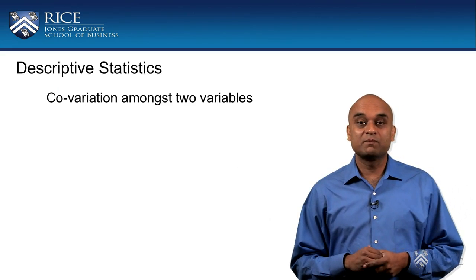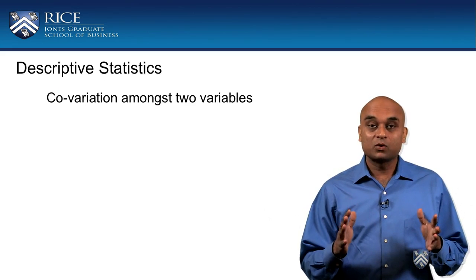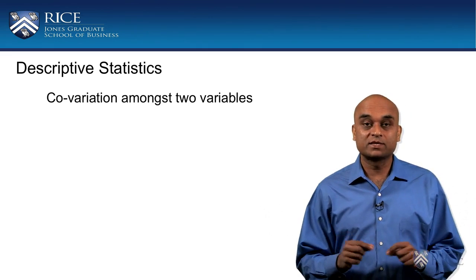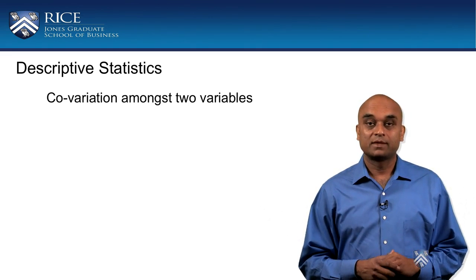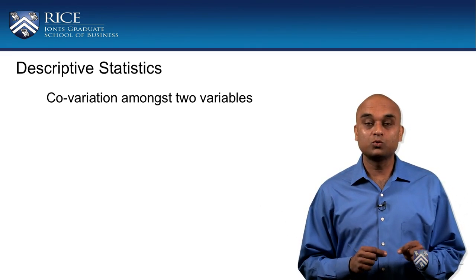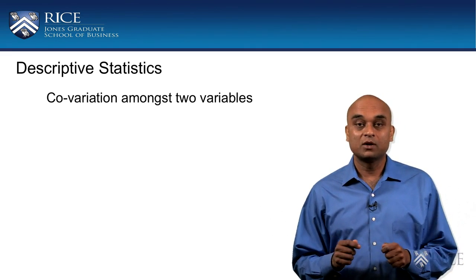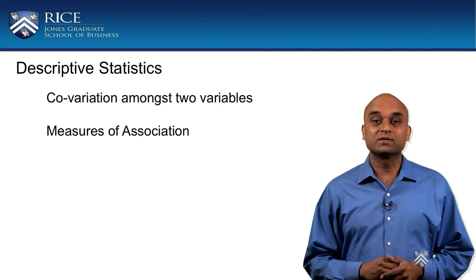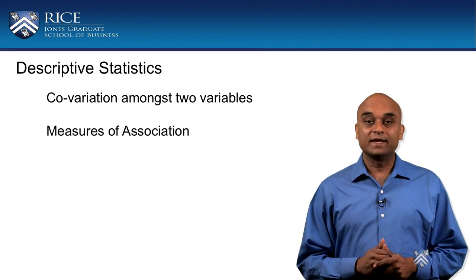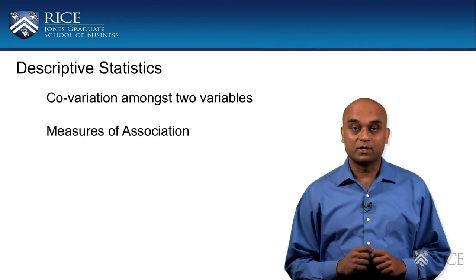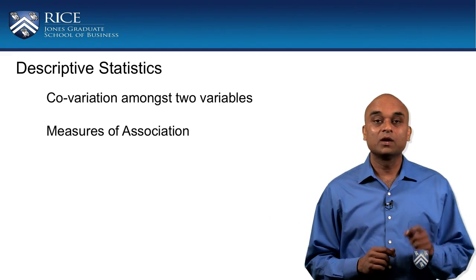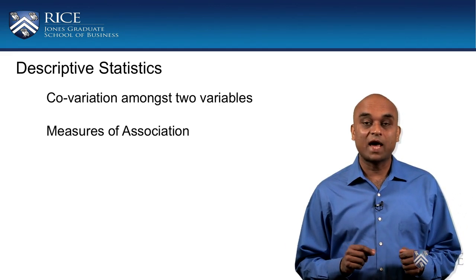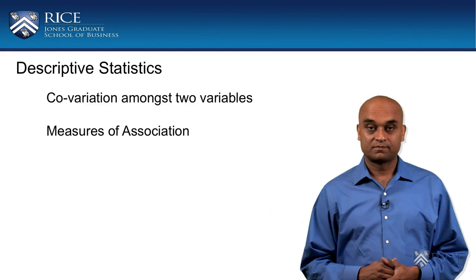Another set of descriptive measure of data, rather than looking at a single variable, considers the covariation amongst two variables. That is, how do the two variables vary together or co-vary. These measures are called measures of association, and they describe in a set of numbers the relationship between two or more variables. We will now introduce and understand these measures.